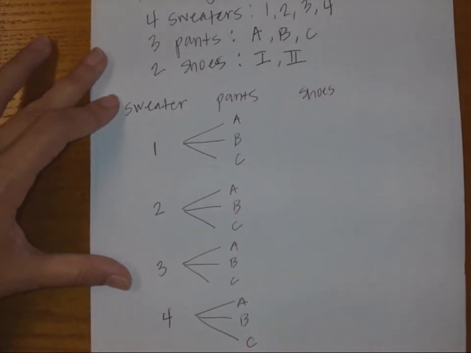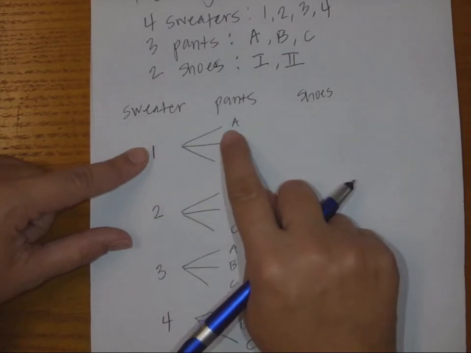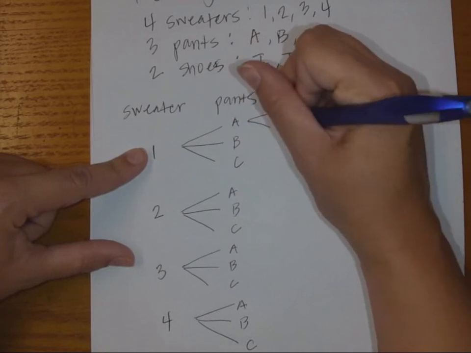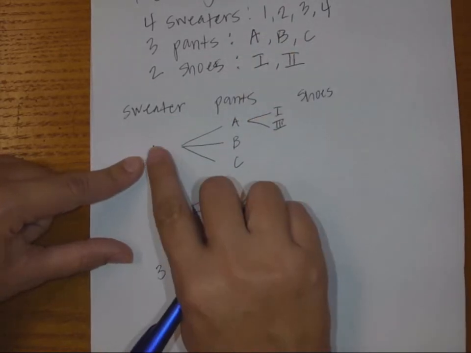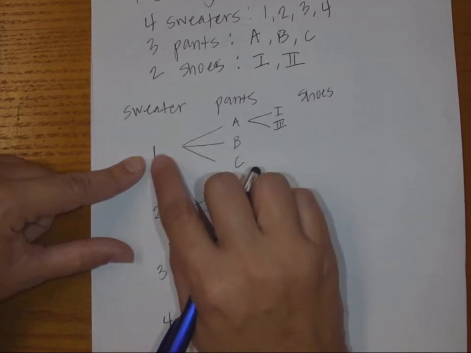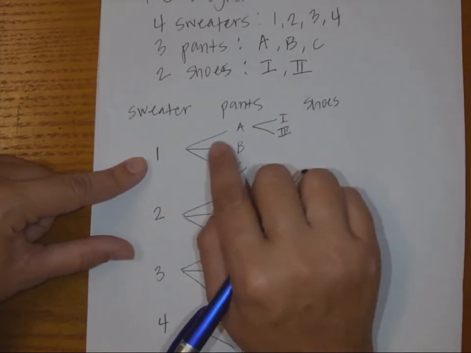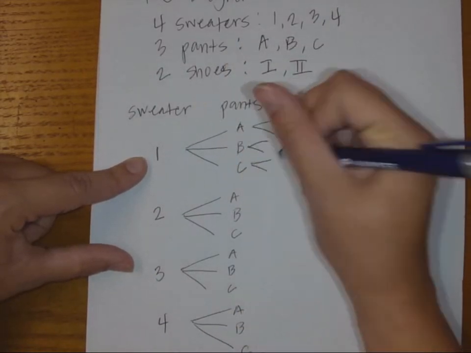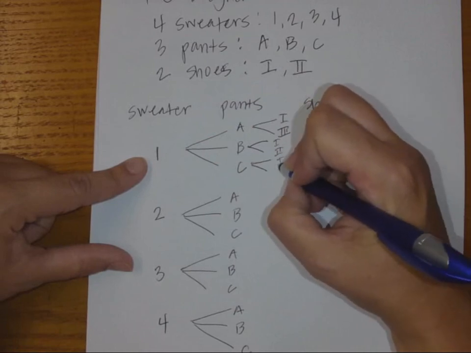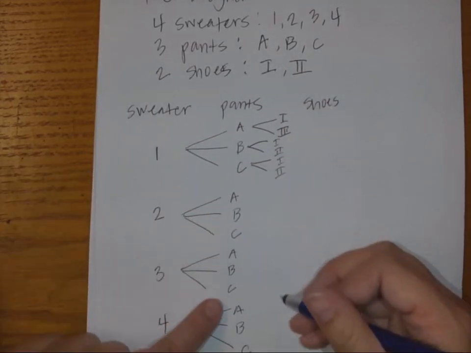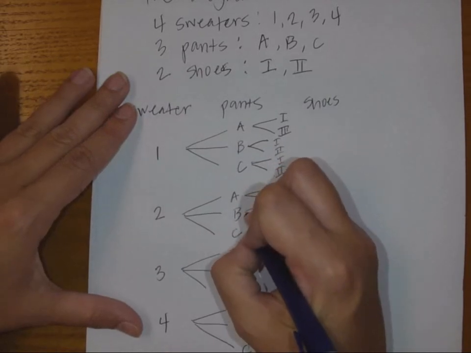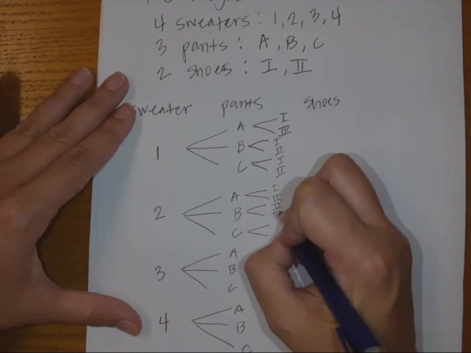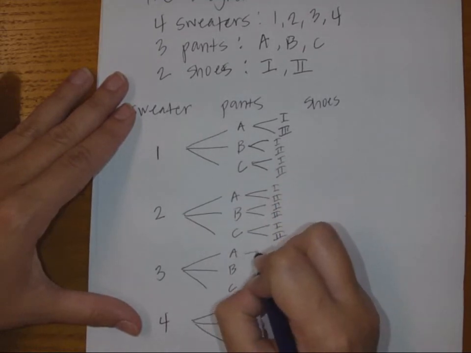So now let's talk about some shoes. If I'm wearing sweater number 1 with pants A, I have 2 choices of shoes. I can wear shoes number 1 or shoes number 2. So right there is 2 outfits. Sweater 1, pants A, shoes 1. Sweater 1, pants A, shoes 2. Same thing with B. Same thing with C. So 1, 2, 1, 2. And same thing all the way down here. It takes a little while to write all this out.